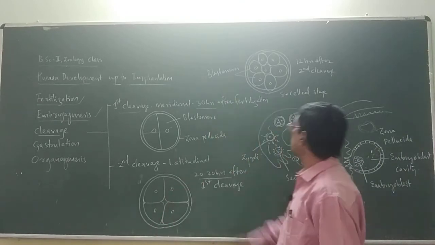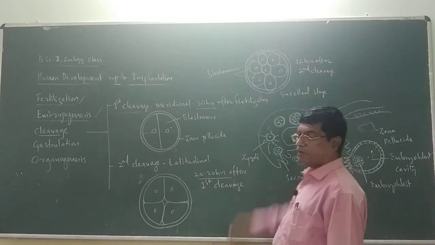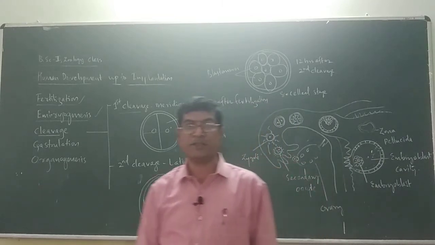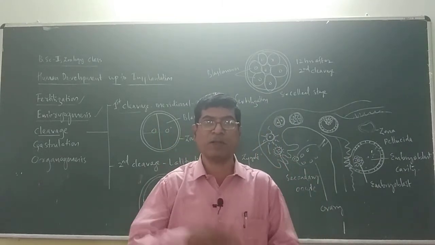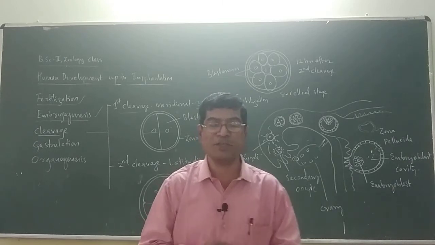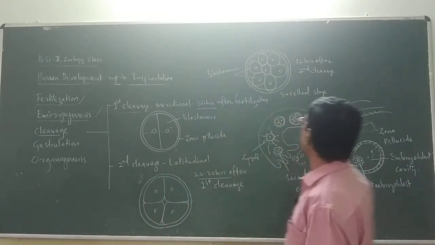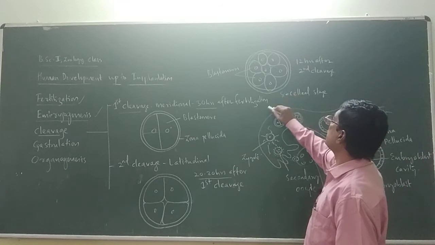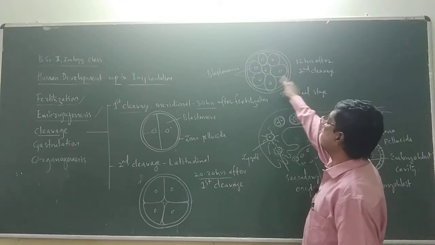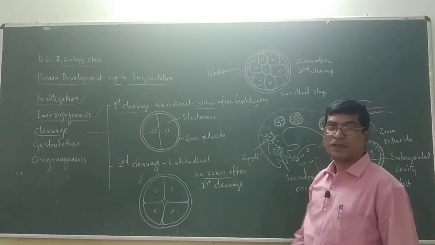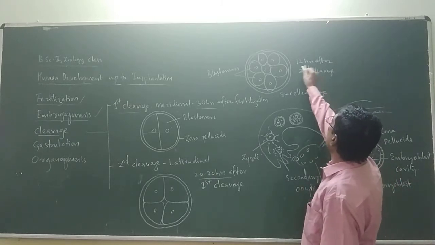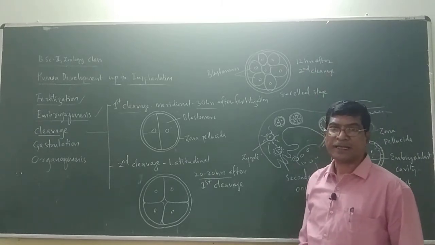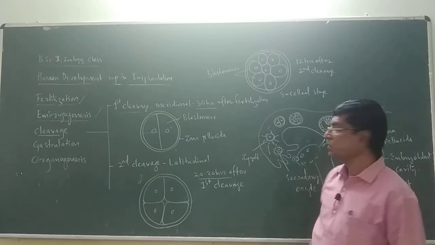Okay? Next, the third cleavage. Third cleavage occurs at different planes. Irregular planes of cleavage occur. This is the 8-cell stage. This is still externally covered by zona pellucida. The third cleavage completes 12 hours after the second cleavage.